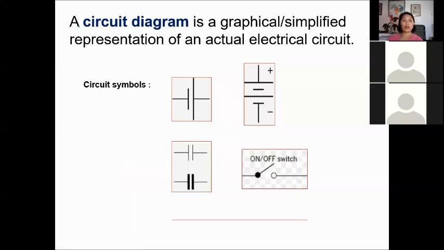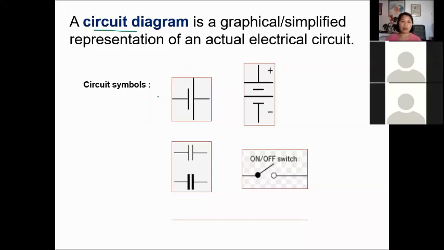Okay, so a circuit diagram is a graphical or simplified representation of an actual electrical circuit. So sa mga analysis, naka-circuit diagram yan. So sa electronics, we use circuit diagram. Sa mga planning ng mga construction, sa mga bahay, merong blueprint, no? Sa electronics, we have circuit diagram to represent the actual circuit.